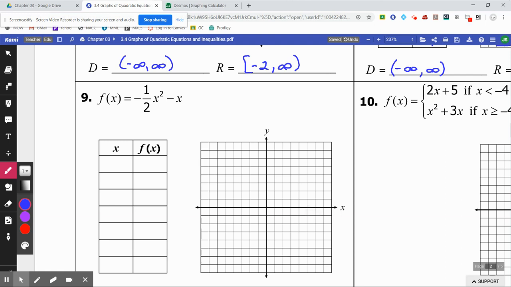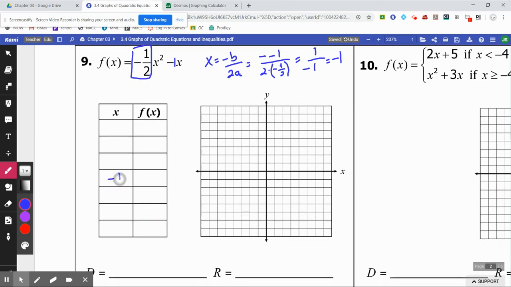your axis of symmetry, negative b over 2a. Your b value here is the number in front of the x, so that'd be negative 1, so negative, negative 1 over 2 times your a value, which is negative 1/2. On top, negative, negative 1 is a positive 1. On bottom, a positive times a negative is a negative. 2 times a half is equal to 1, so you get negative 1. So negative 1 is my axis of symmetry.